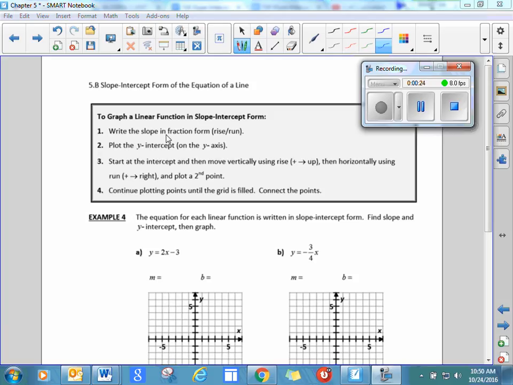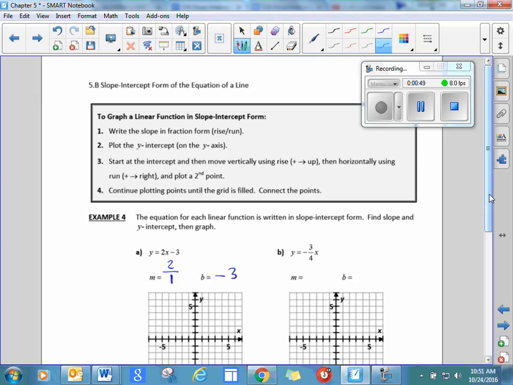We're going to write the equation, well, it's already in slope-intercept form, but we're going to write the slope in fraction form. So in other words, if you have an integer, or a whole number as a slope, you need to write it as a fraction because, of course, this represents rise over run. Then we're going to identify where the y-intercept is. In example A, it's -3. Don't forget the negative sign.